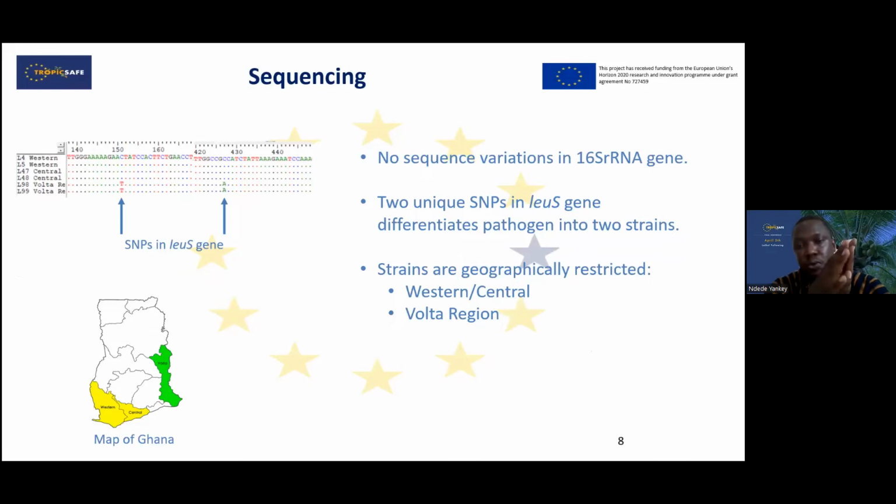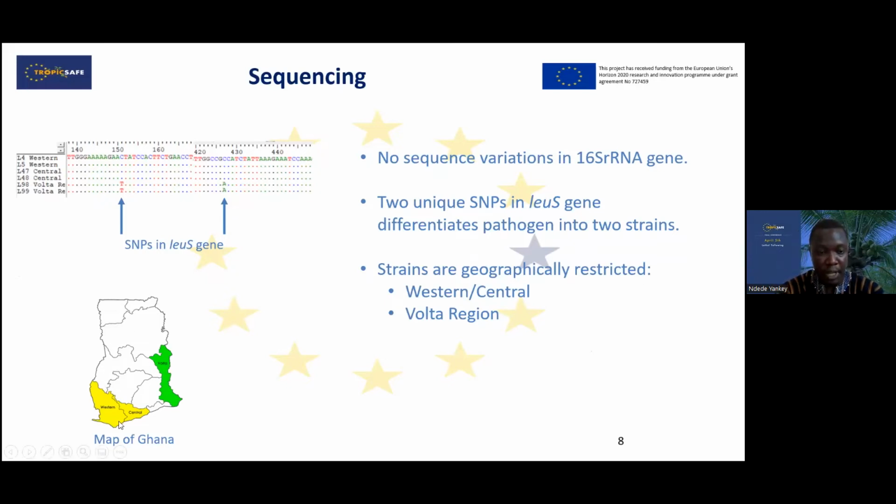Now, for all the positive tests, we sequenced the samples. And based on the 16S ribosomal RNA gene, we didn't find any sequence variation. All the sequences were uniform. However, with the US-based assay, we found two SNPs that differentiated the samples we collected from the Western and Central regions from the samples we collected from the Volta region.